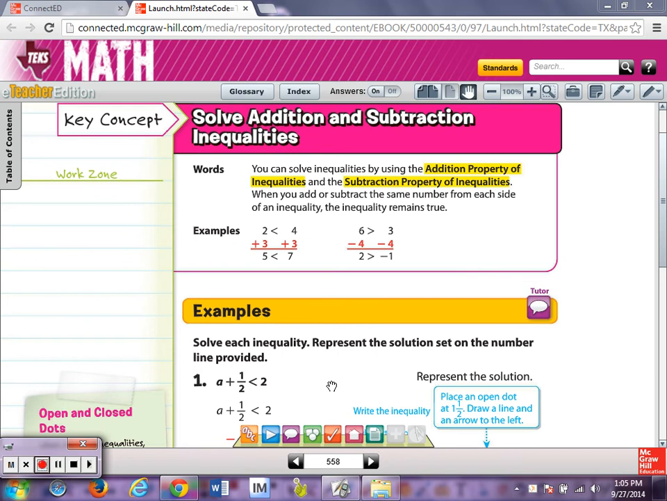Now, this section is very similar to all the previous sections we've done up until now, except now we're going to do a little graphing on the number line. That's the only thing that's going to be added in. And so let me kind of break down what's been going on.